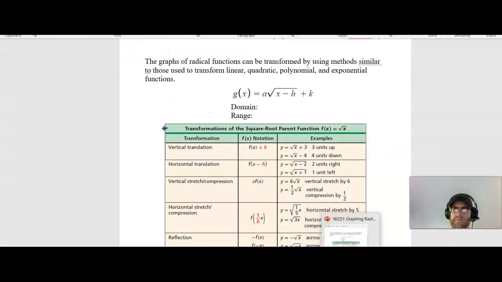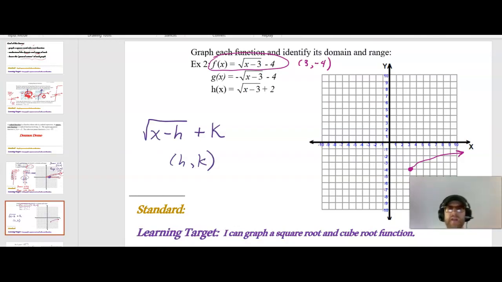Okay, so for this particular function, the domain is going to be 3, and it goes to the right. So the domain is going to be all numbers greater than or equal to 3. So for the purple function, the domain is going to be all x values greater than or equal to 3, or you can write that using interval notation.